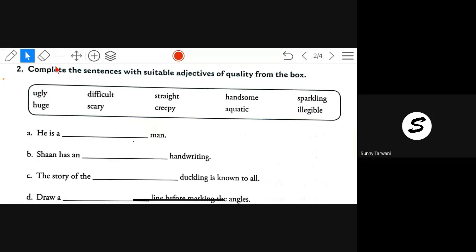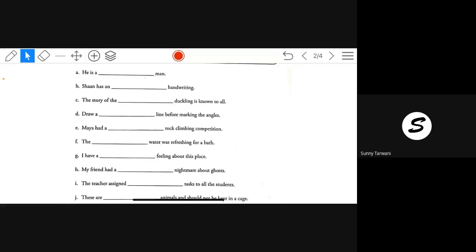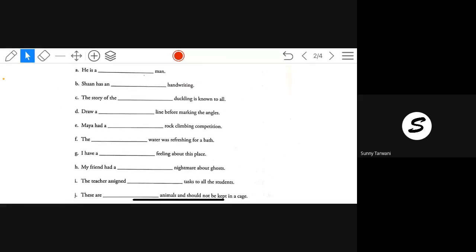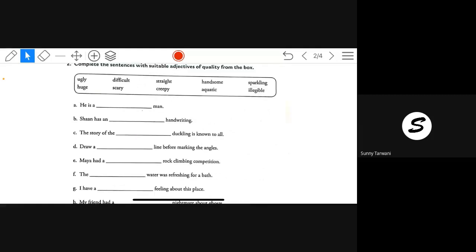Complete the sentences with adjectives of quality, still adjectives of quality, in exercise 2. Now see, the options are given over here. We have 10 sentences, so one option should fit only in one blank. Before that, read all the sentences so that you will not be confused. You should know which option should fit in which blank. Just go through it, and go through the options too.